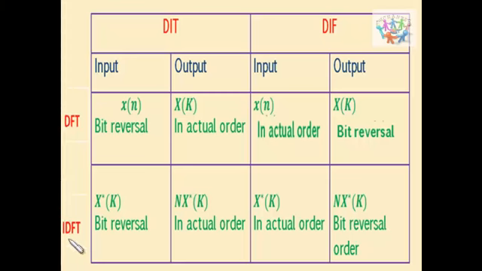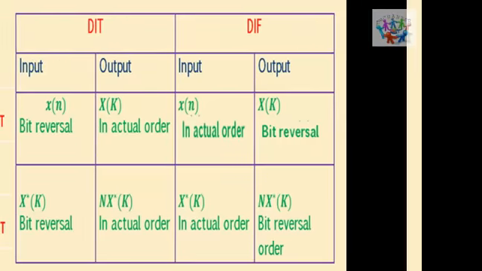In order to find the IDFT using the DIF method, we need to take x star of k, that is the input, in the actual order, and the output is taken in the bit reversal order. This tabular column is not needed for the exam, it is given just for your understanding.